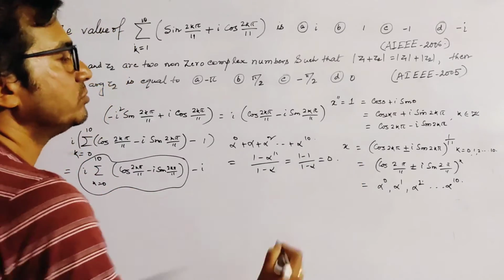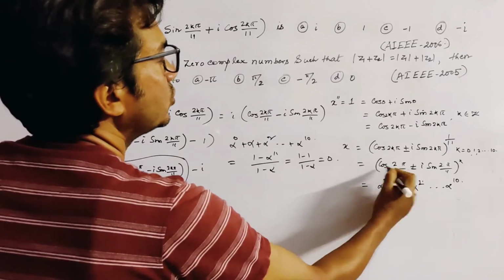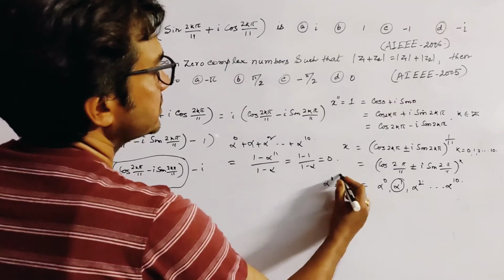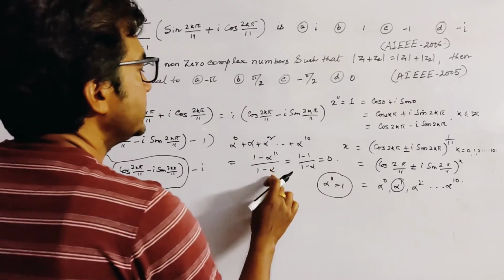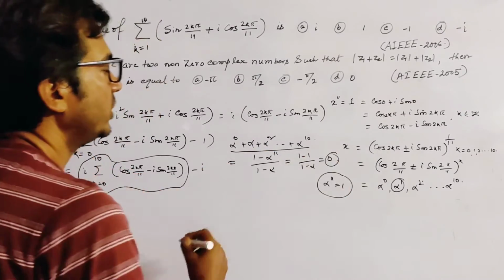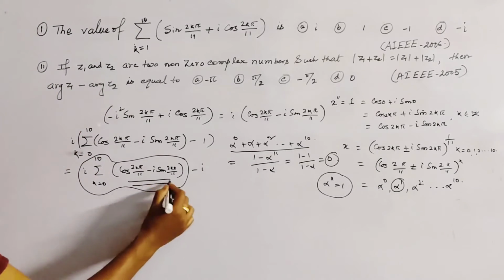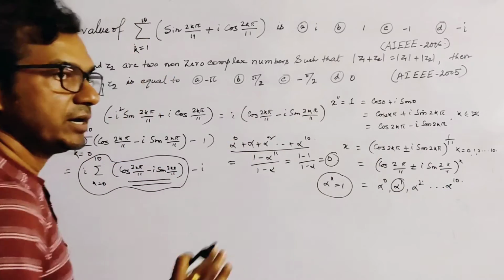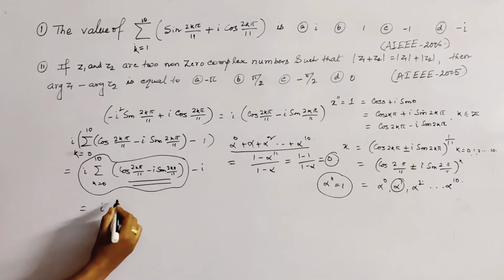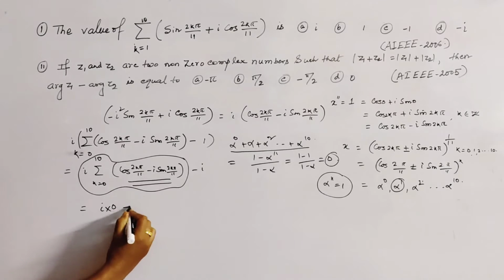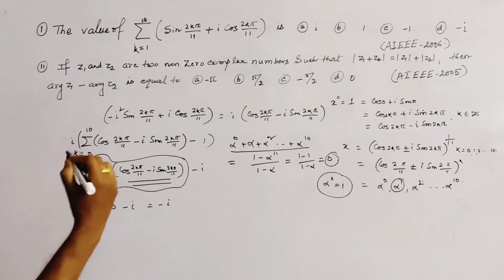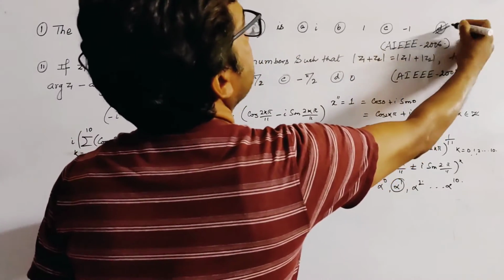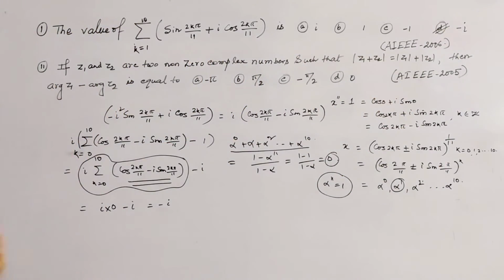This is (1 - 1)/(1 - alpha), which is equal to 0, because alpha is a root of x, so alpha to the power 11 is equal to 1. So this sum is 0, and this is the same as our sum, because the two values are the same if we take the negative sign. So we get i into 0 minus i, which is equal to minus i. So the answer to the first problem is option D. D is the correct answer.